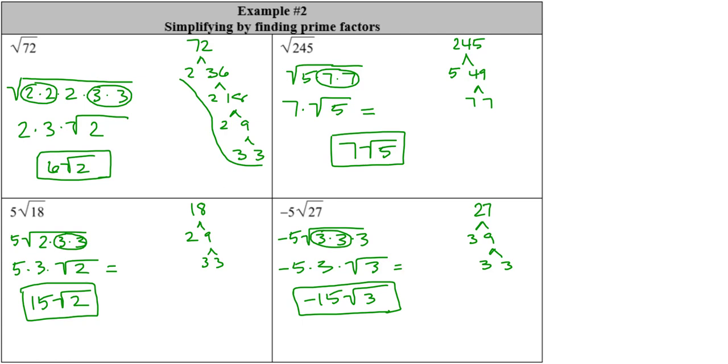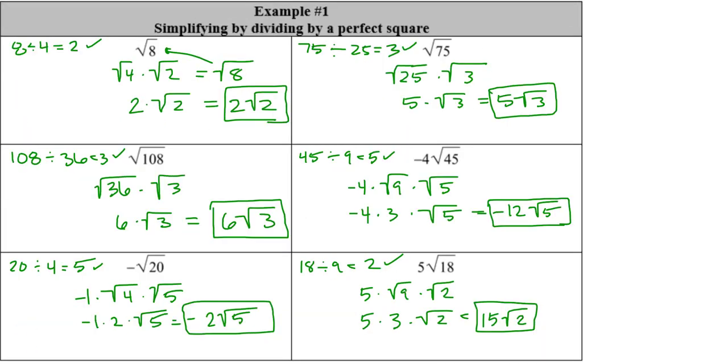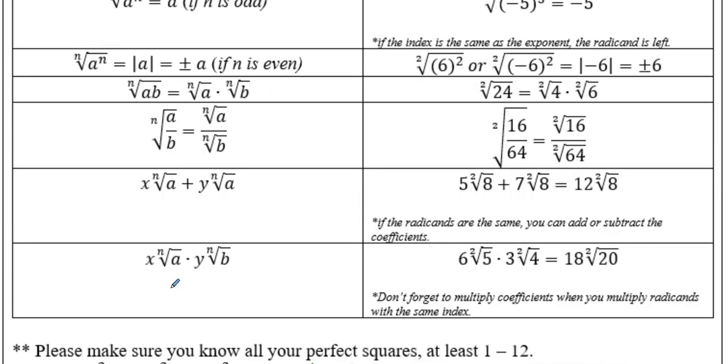All right, next up we have multiply and simplify radicals. Okay, and I do want to go back to our chart here. So remember, what this tells us, if we have the same index, okay, then we can multiply the coefficients together, right? Don't forget to multiply the coefficients. And we also need to multiply the radicands.